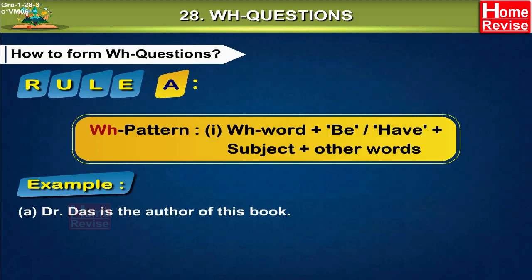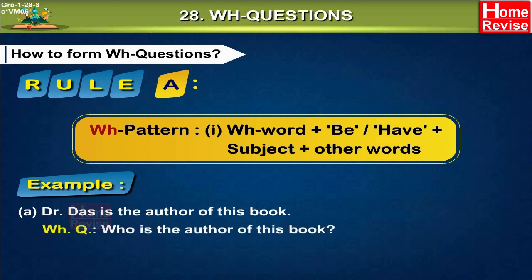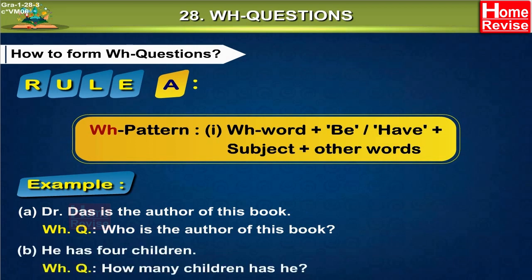Example. A. Dr. Das is the author of this book. WH question: Who is the author of this book? B. He has 4 children. WH question: How many children has he?